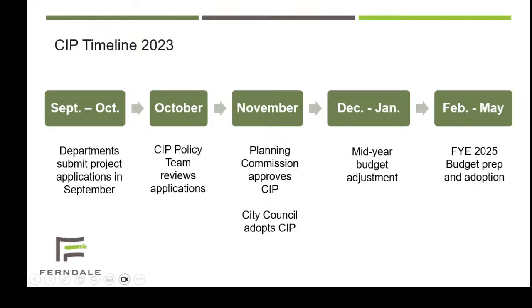Then in November, the first draft goes to the Planning Commission, and that happened on November 15th. And the Planning Commission approves, and then we come to council, which is why we're here tonight. So December through January, we have our mid-year budget adjustment, and then February through May, we'll be looking at budget prep and adoption for fiscal year 25.